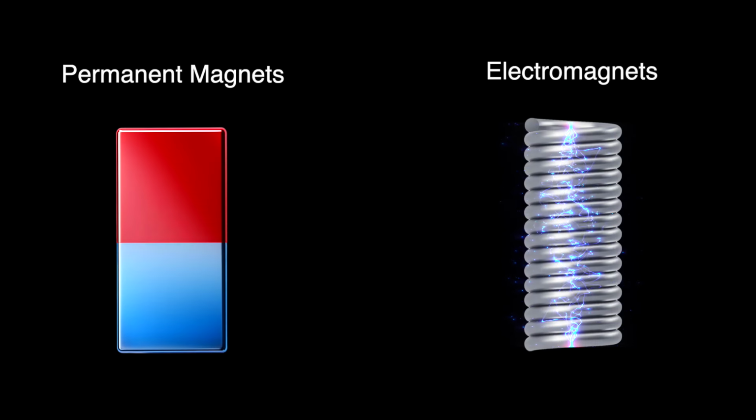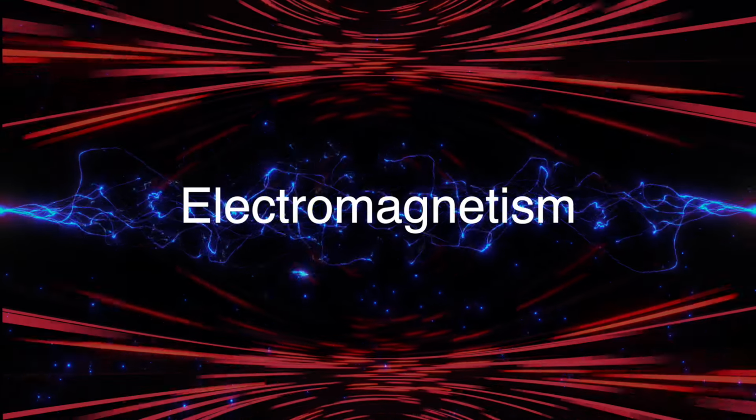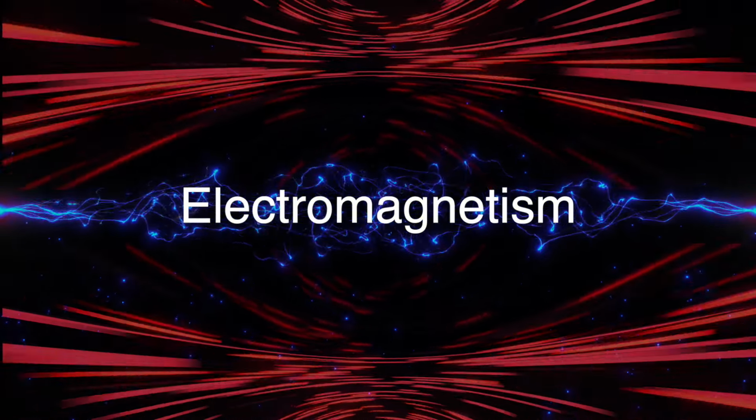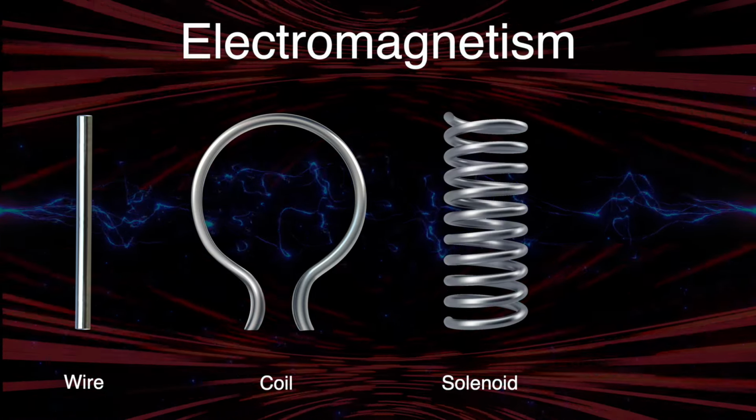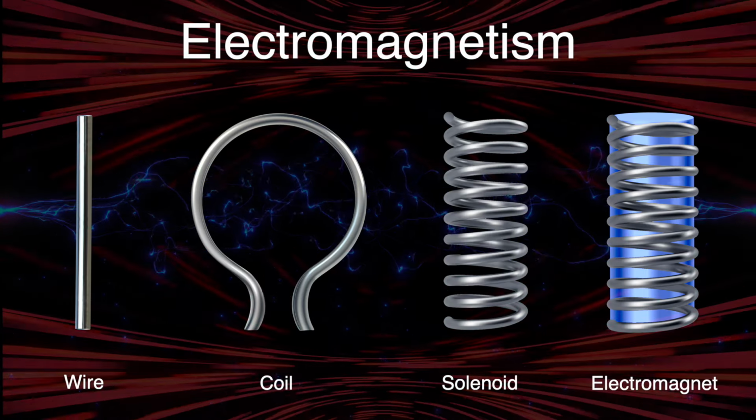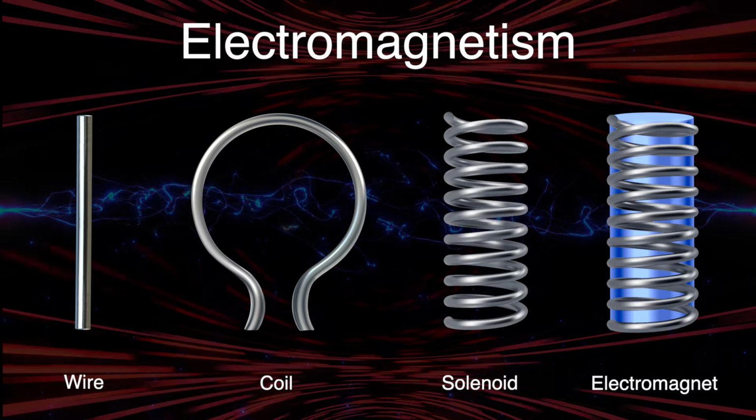Magnets can be classified as either permanent magnets or electromagnets. In this video, we'll explore electromagnetism, the phenomenon where electric currents generate magnetic fields, and see how this works in wires, coils, solenoids, and electromagnets. Let us start with exploring the magnetic fields around a straight wire.